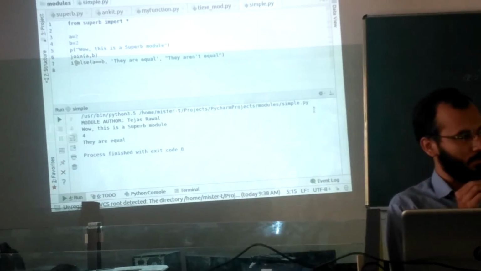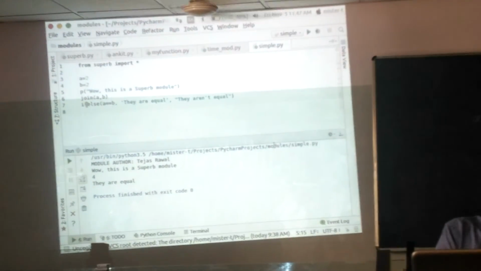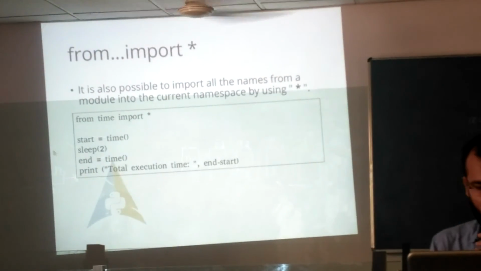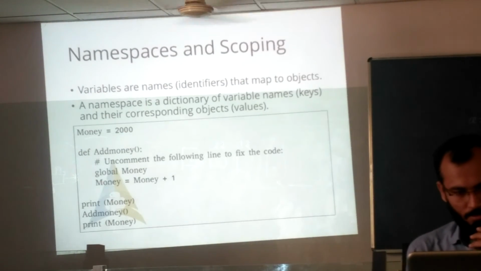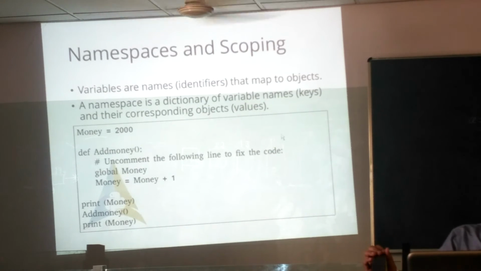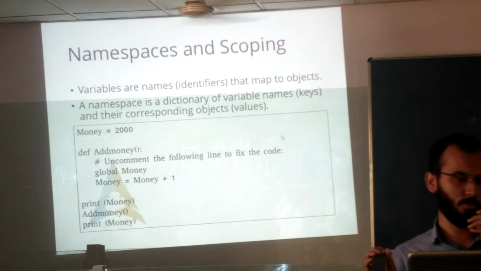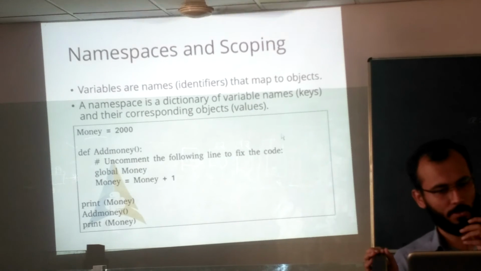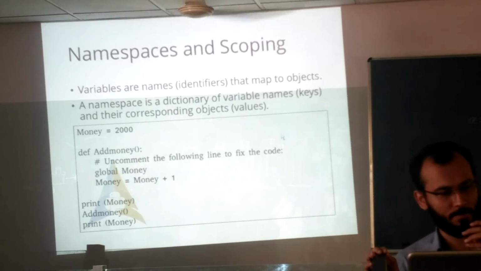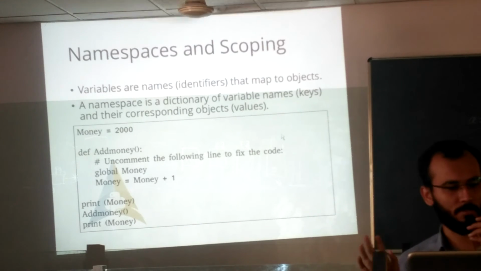Tell me once you are done with it. Done? Okay, great. So one last final thing inside this module, we'll just cover that part and go ahead. Namespaces and scoping. Okay. So there are 2 points, right? Variables are names or identifiers that map to objects. A namespace is a dictionary of variable names, that is keys, and their corresponding objects and values.